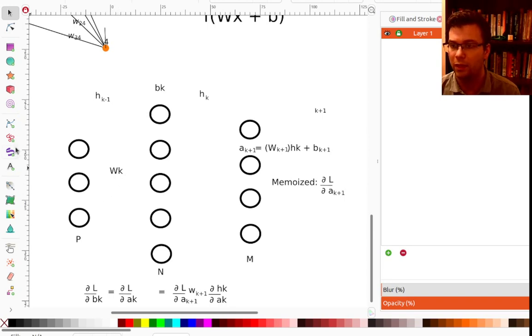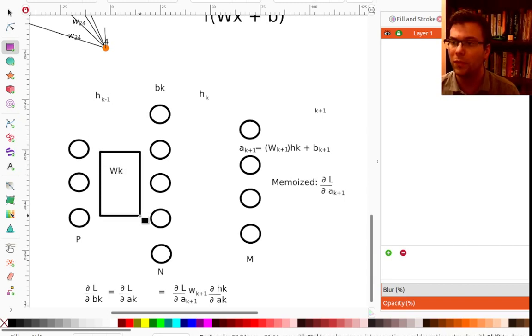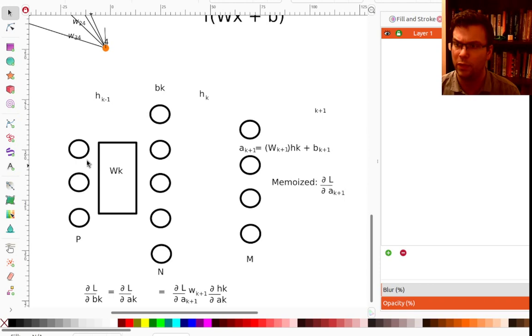This W_k is actually a matrix. It has as many columns as there are inputs, so that would be p columns, by as many rows as there are outputs. So this would be a tall matrix here because it has fewer inputs than outputs just in this particular picture. But again, remember that these are arbitrary. So I've just done this for illustration. So this is going to be an n by p matrix. And then this here is going to be a p by 1 matrix. So h_{k-1}, the stuff coming into this, is p by 1.